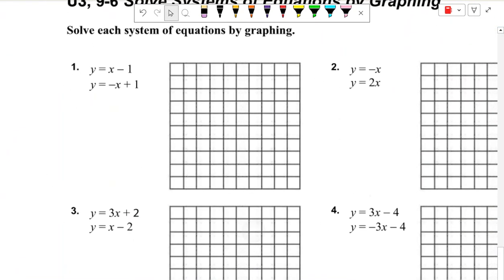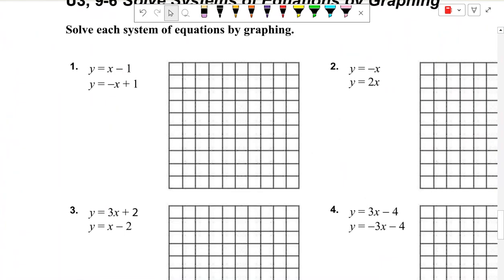You're supposed to solve each system of equations by graphing. Now, I want you to look at these very closely before you start your own work and make sure that is what you're seeing. Look at them very closely, all of them. They may have changed. All right.